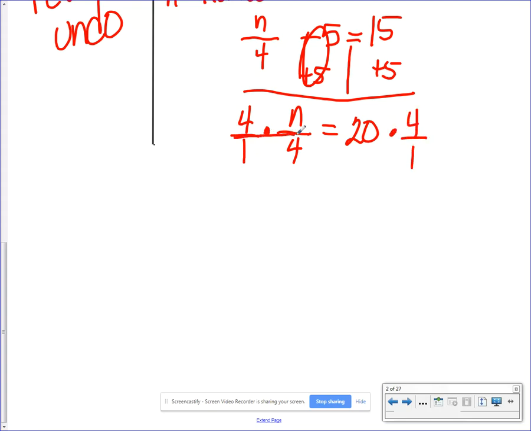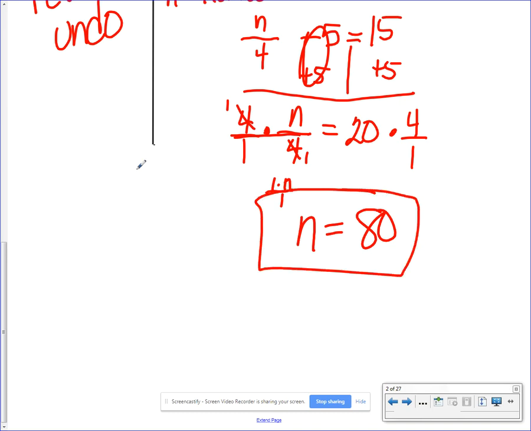Notice I'm writing it as a fraction because n over 4 is written as a fraction. 4 in the numerator divided by 4 in the denominator means 1 times n over 1. That's just n. This is 80. Hey, I forgot we should be checking our answers. What's 80 over 4 minus 5? 20, 15.